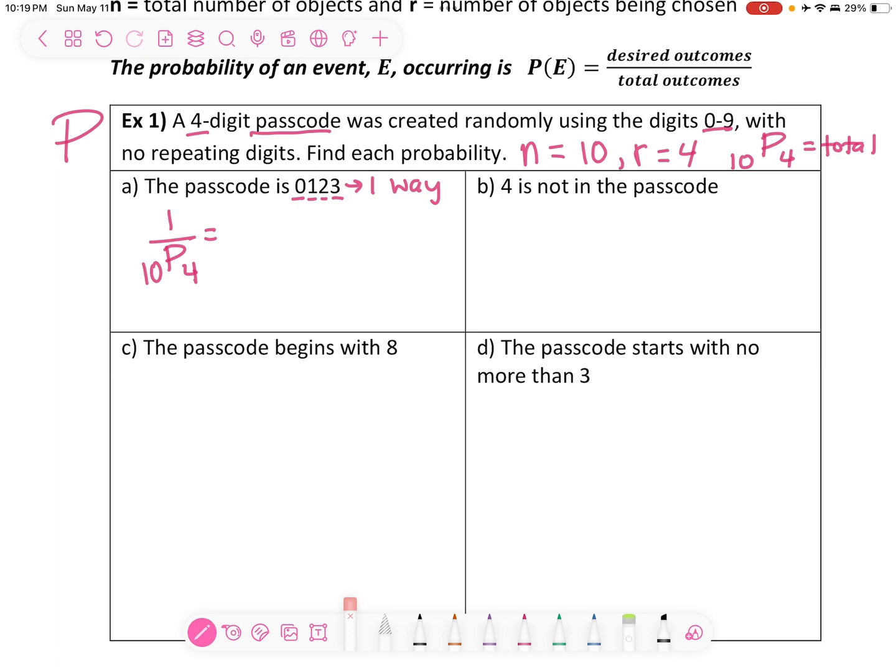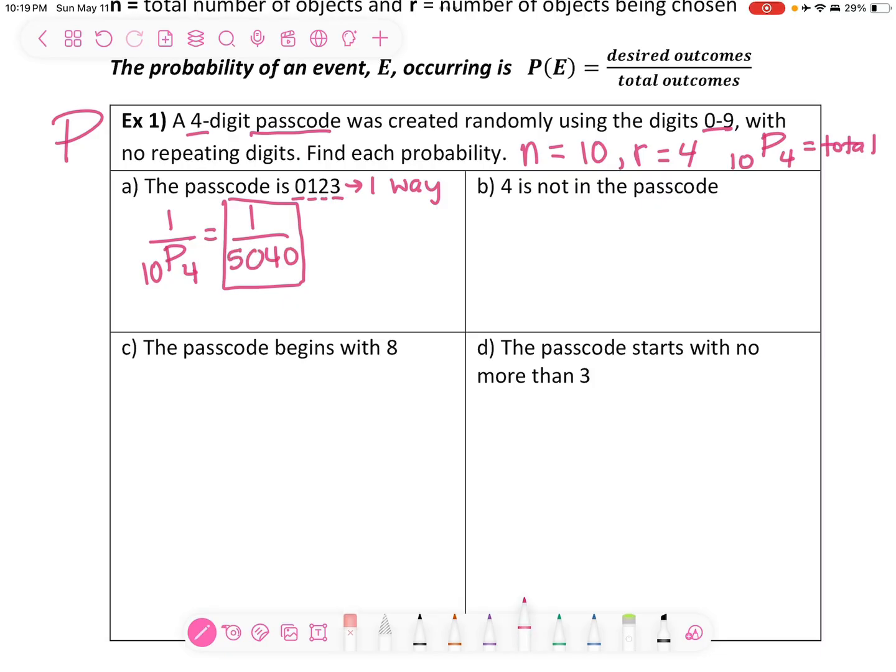Perfect. So now I'm going to write this as 1 over 5040. Which is not going to simplify, and we're not going to worry about getting a percent. We're just going to leave it that way. So the probability of getting a passcode of exactly 0123 is not very likely. It's 1 out of 5,040 options. Okay, perfect. All right, next. Hold on, let me rewrite this real quick.